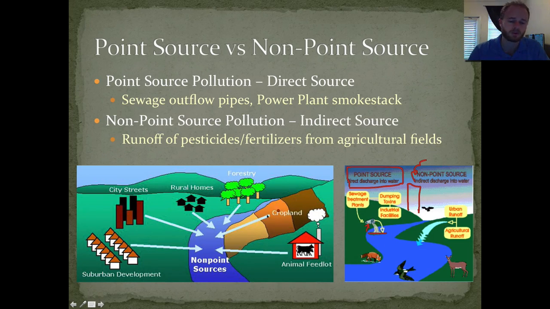But non-point source is indirect. This is something that you really can't pinpoint where it's coming from, but you can say, I think it's coming from there, because you have runoff. So you could have runoff from agriculture, animal feedlots with their sewage. Say you get a flood here, that's going to be run into our waterways. Homes, transportation, cities, and urban development as well. So this is non-point source pollution, forms of runoff like pesticides and fertilizers.